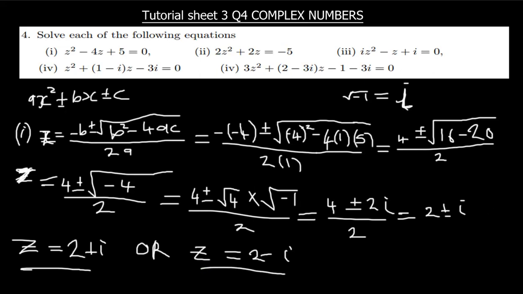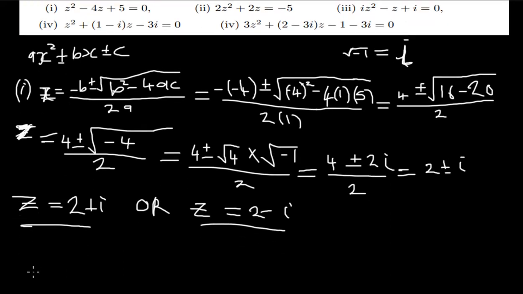We move on to question 4.2. So question 4.2 is saying 2z squared plus 2z is equal to negative 5.